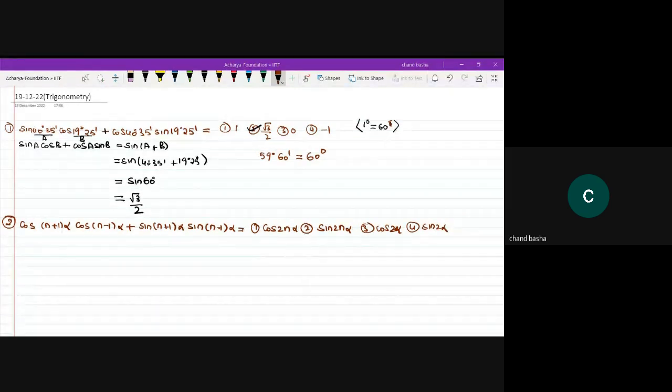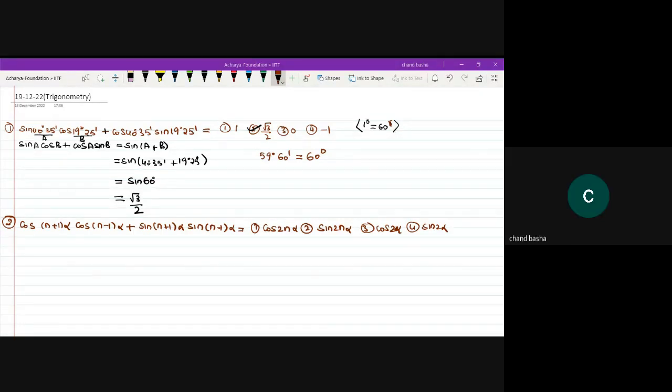Just see which formula is behind this question and apply that formula. Students call out answers: cos A minus B, cos A plus B, cos A cos B.